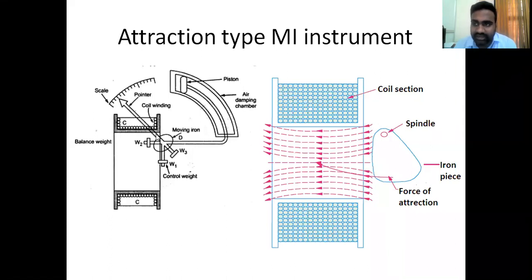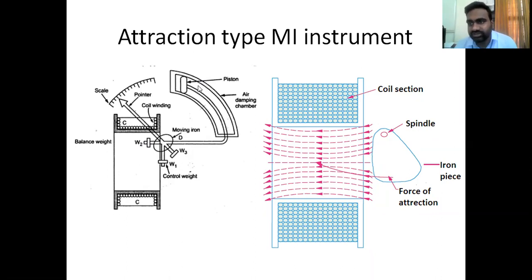The controlling torque is achieved with the help of springs as well as gravity control. With respect to the gravity control, this is the control weight and this is the balancing weight, and we can also use spring control. And the damping torque is achieved with the help of air friction.